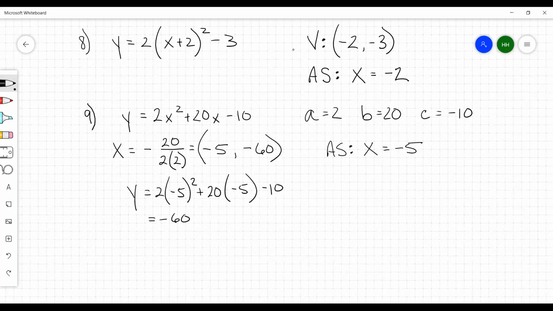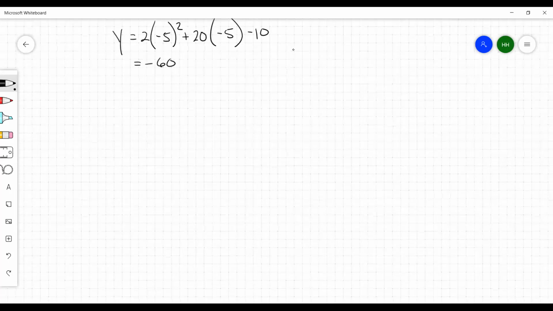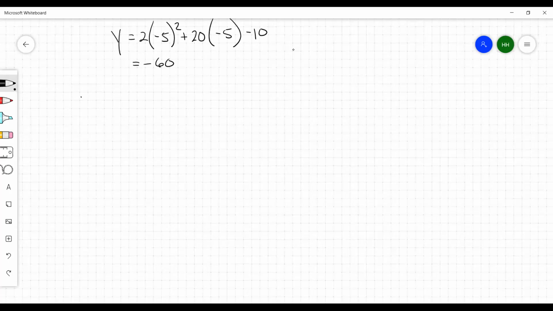Number 10 is the same, but with different values. Number 11, graph each function. How is the graph a translation of f of x equals x squared?